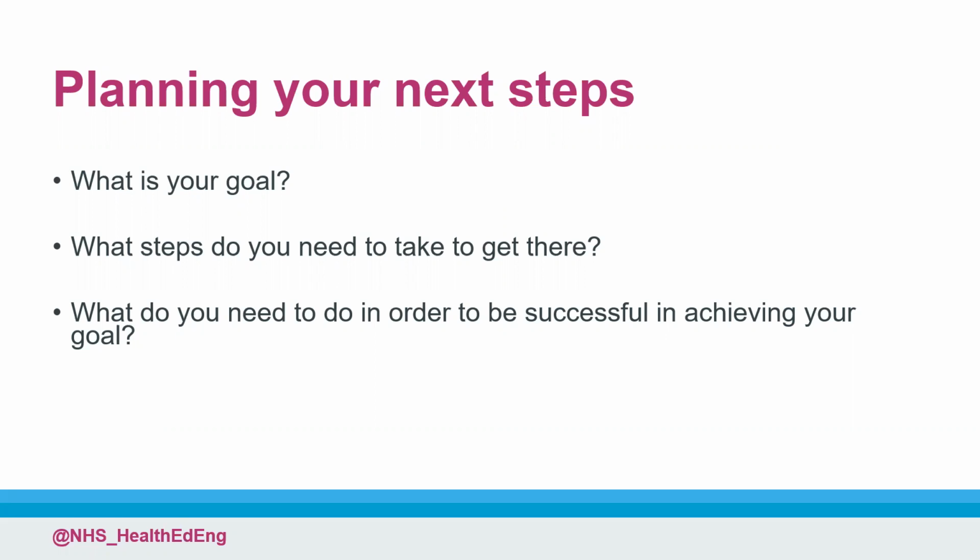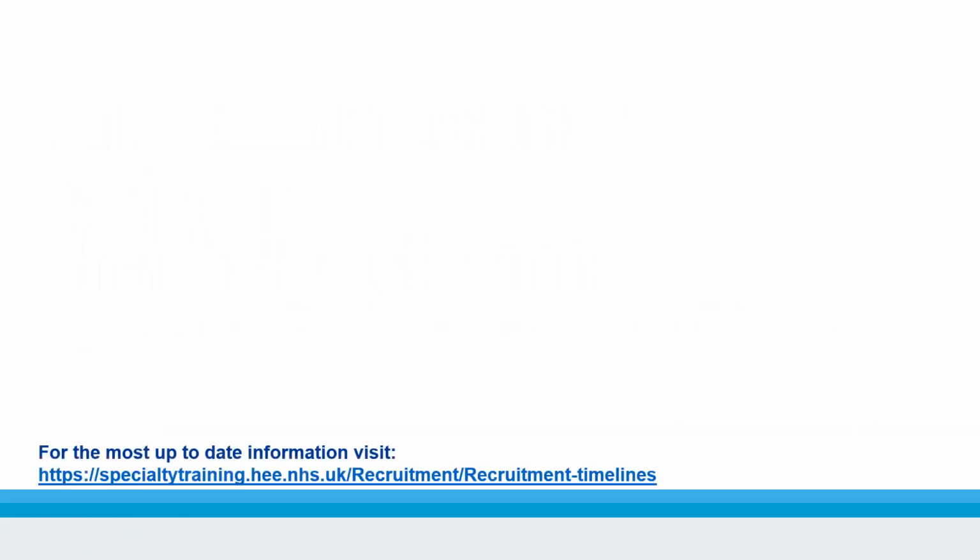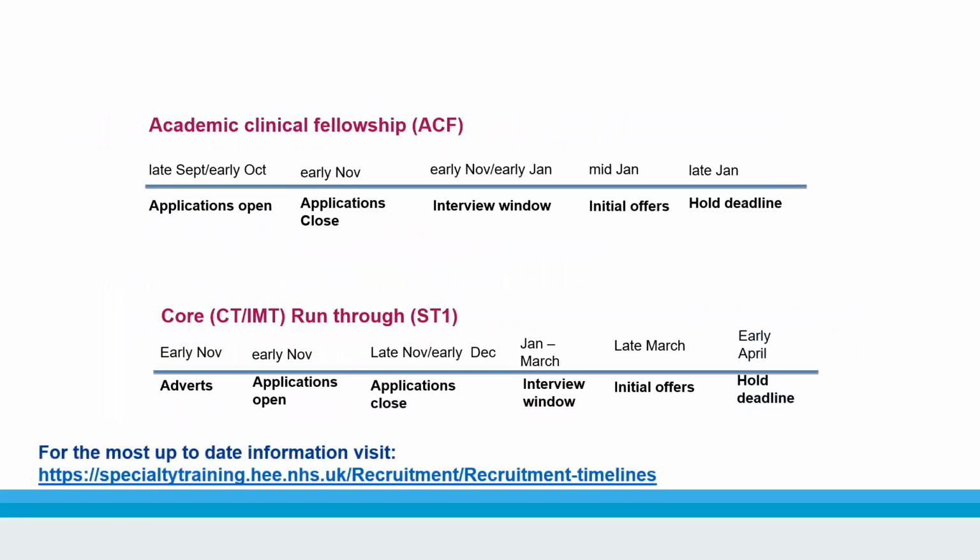In order to help you plan, it is important to know the timescales you will need to work. First step is to understand the timeline for both the specialty recruitment and the academic recruitment, which is summarized on this slide. It is important to note that applications for academic recruitment begin in October.